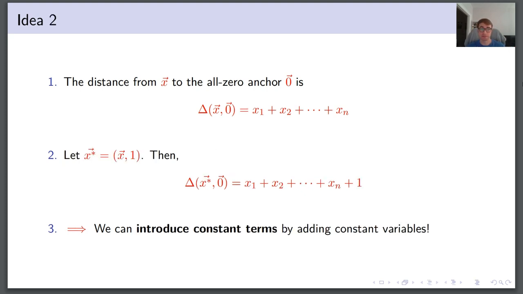And in a similar sort of way, consider what happens if we concatenate a 1 onto the end of our input vector. Now the distance from our new point to 0 is going to be equal to the previous distance plus 1. And so we've now added a constant term to the linear form equal to the distance here.